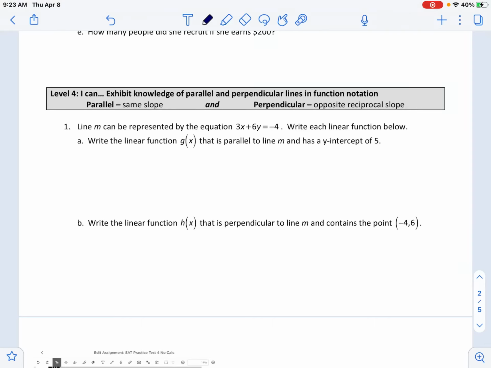All right, level 4 is kind of taking what we've learned here and applying properties or ideas of parallel lines and perpendicular lines. So you likely have seen this before. Parallel lines have the same slope. Perpendicular lines have opposite reciprocal slopes.